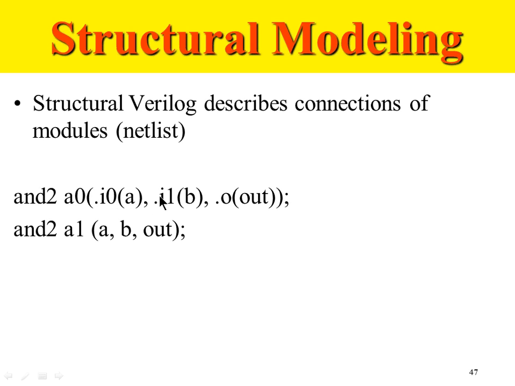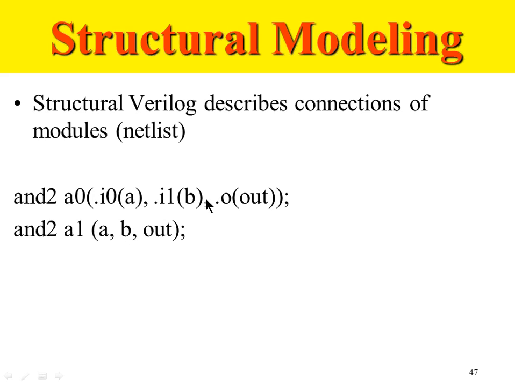So the input ports and the output ports of this gate are connected to the local signals here at the top level. It can be done in this fashion, or there is a shortcut method: And2 A1, A comma B comma out. So A, B and out are local signals. A will go to the first port, which is I0. The B local signal will be mapped to the second port, which is I1. And the out local signal will be mapped to the port O of the AND2 gate. Though this is allowed, this shortcut method is not advisable.